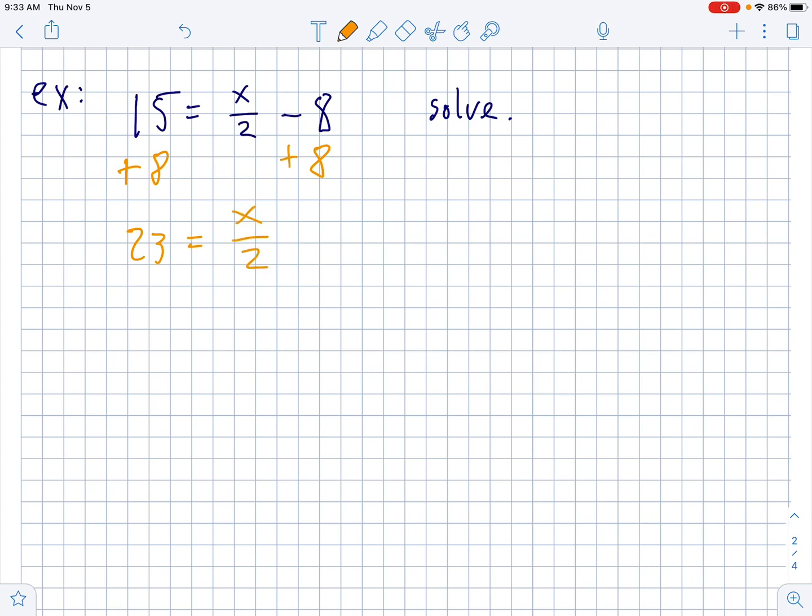Now there's no more addition, subtraction that I need to resolve. All we have to do is undo the division right here. And we can do that by multiplying both sides by 2. So we get 46 is equal to x.